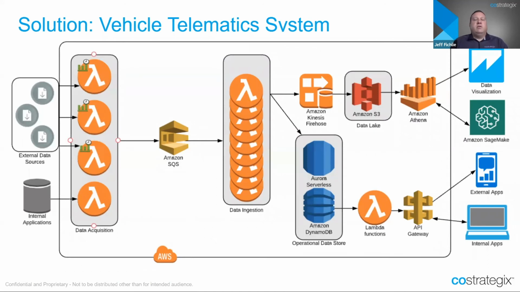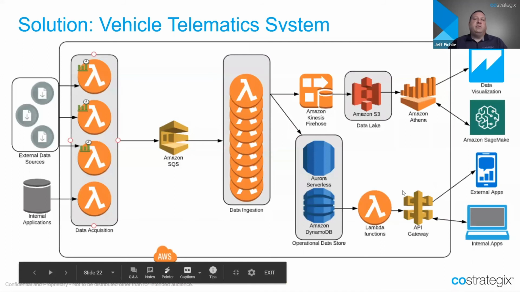And then we pushed that in a couple different places. We pushed everything into the warehouse for further analysis. And then we pushed whatever was needed operationally from day to day, such as the current vehicle diagnostics, into either Aurora Serverless, which is a relational database, or Amazon DynamoDB, which is a NoSQL serverless solution. Then on top of those persistent layers, the databases, we sat another set of Lambda functions behind an API gateway.